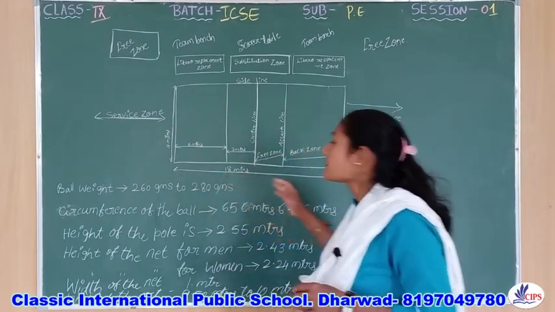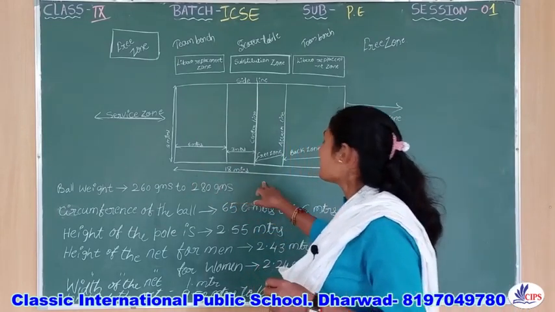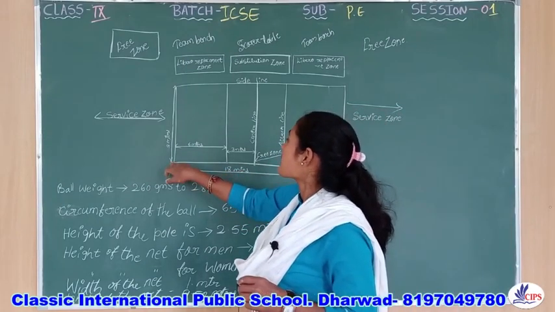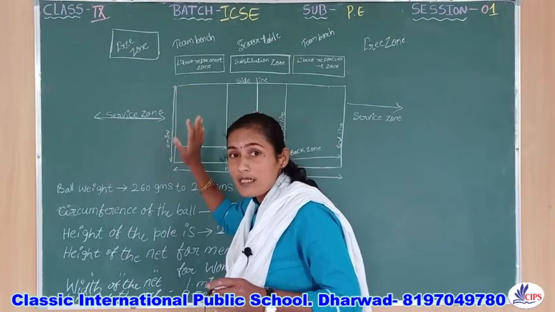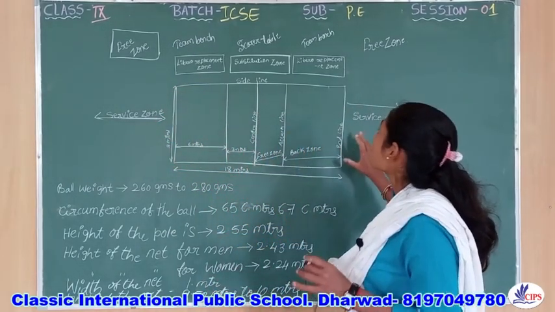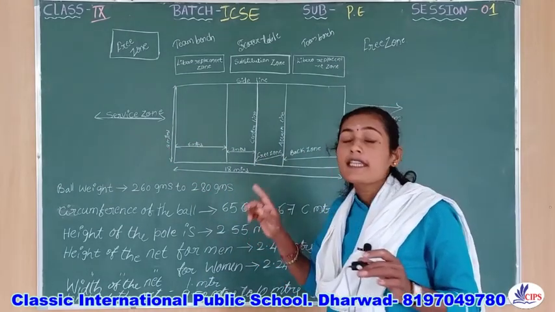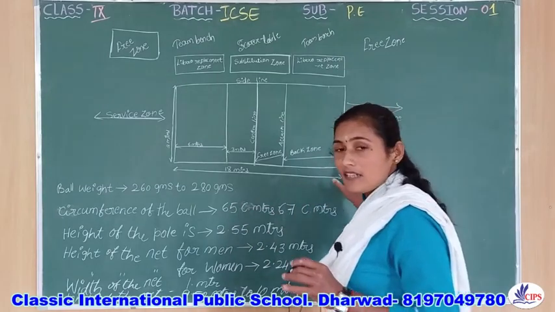Volleyball court width is 18 meters. Already I have written here. Then length is 9 meters, from this edge to this edge. Then the volleyball court measurement is 18 into 9 meters. Is it clear for you people?